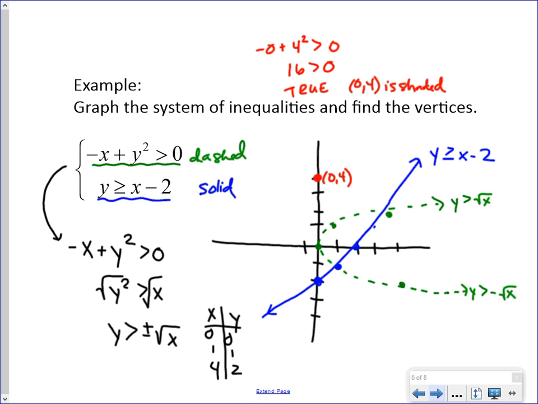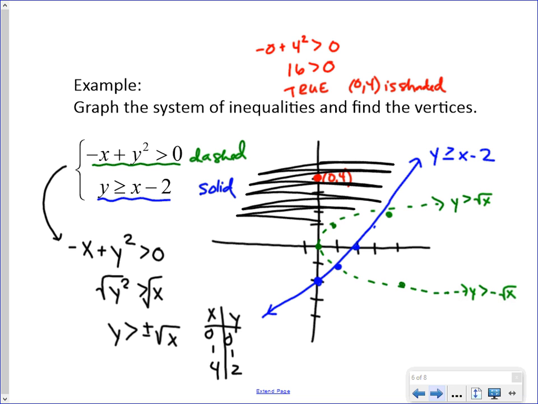And then you could use a test point. On this one you could use the same test point, 0, 4. It's not on either graph. Or I know that since it says y is greater than, I must shade above the line. So now I have my shaded area that is the overlap. I gotta stay above the blue line and outside the parabola.